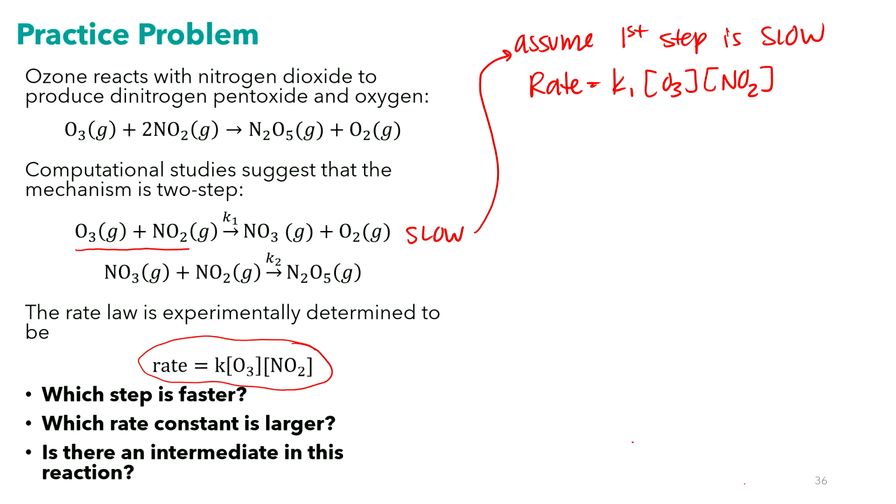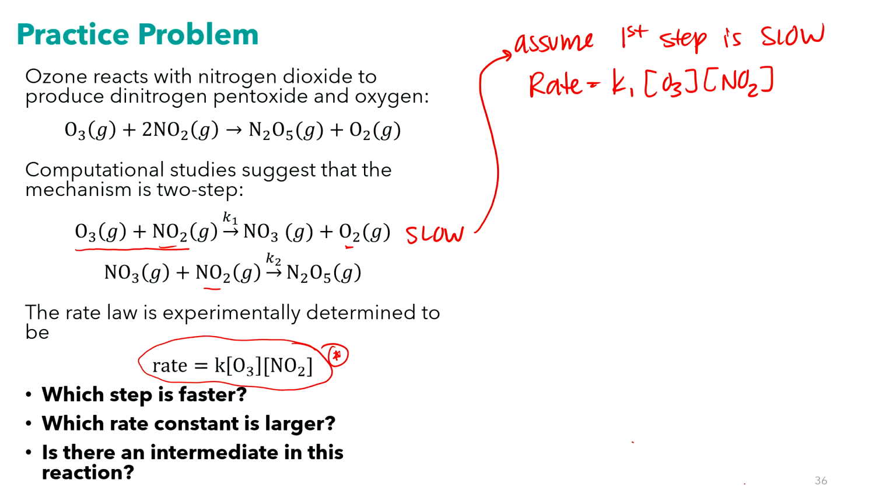I could go through and assume the second step is slow and work my way back. What I'd find there is that we get a kind of a nasty rate law that would include 2 NO2s, and I'd also incorporate that O2, and that's not what we observed. So slow step has got to be the first step to be consistent with this experimental rate law. Okay, so that's our first answer.